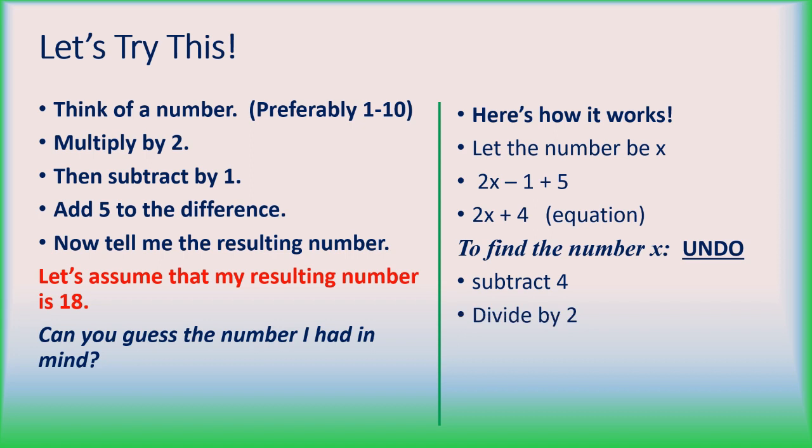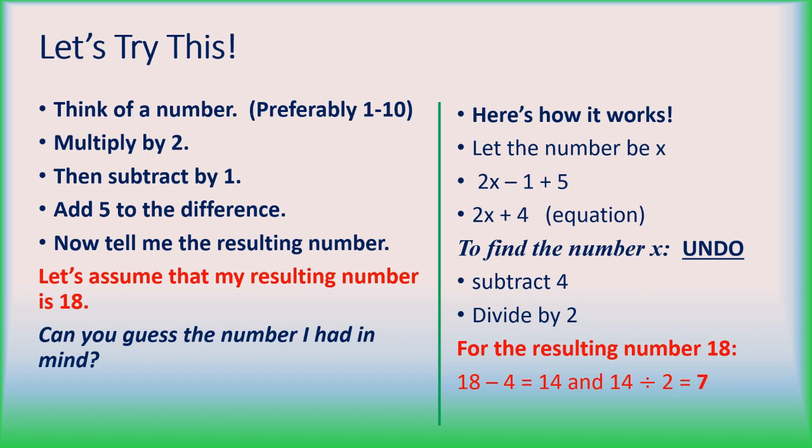So to find the initial number, the number that I had in mind, for the resulting number 18, we subtract 4. So we have 14. 18 minus 4 is 14. And then 14 divided by 2 is 7. Therefore, the initial number, the number that I had in mind, was 7.